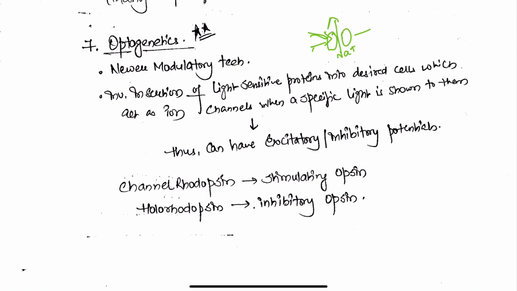You have two types of opsins. One is channelrhodopsin, the other one is halorhodopsin. Channelrhodopsin is a stimulating opsin. Halorhodopsin is an inhibitory opsin. To be specific, it is channelrhodopsin 2.